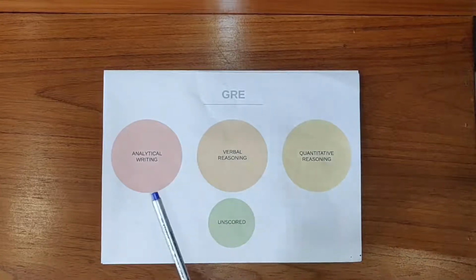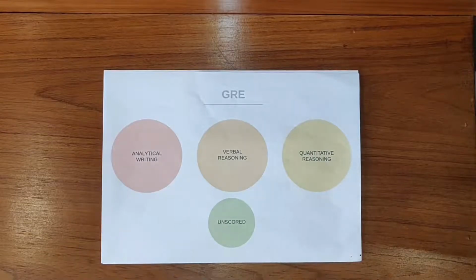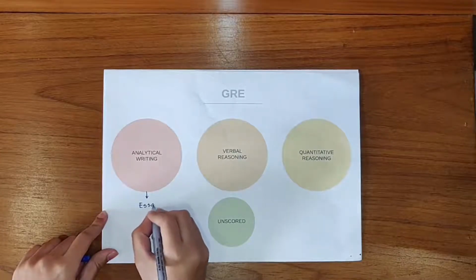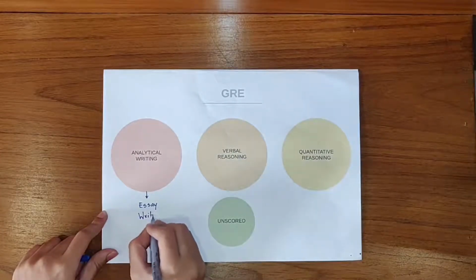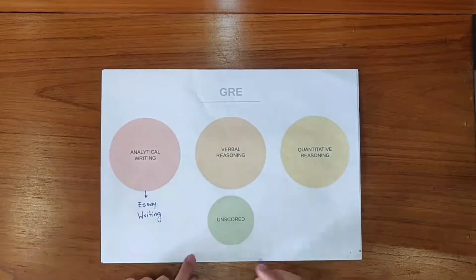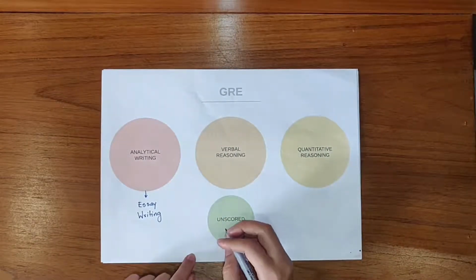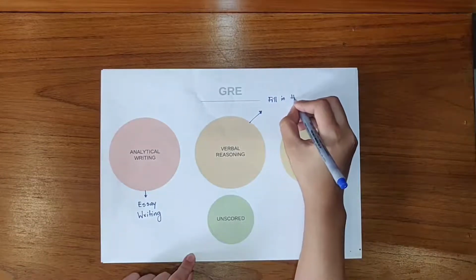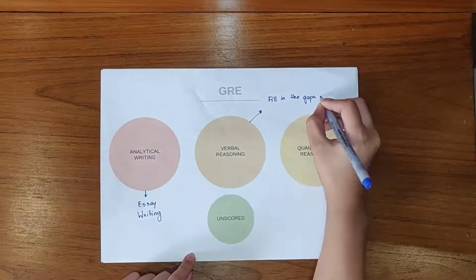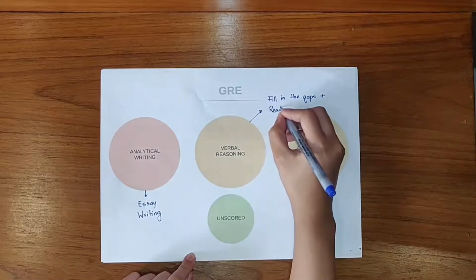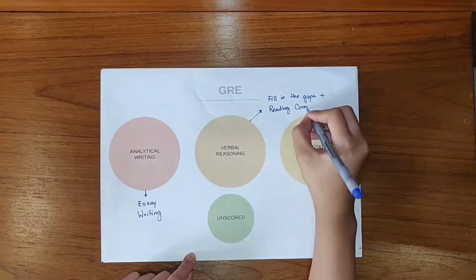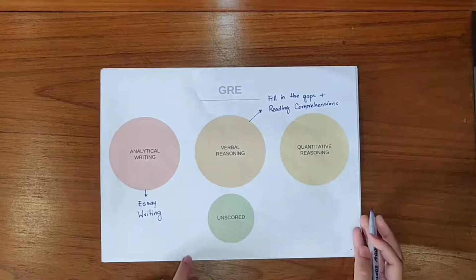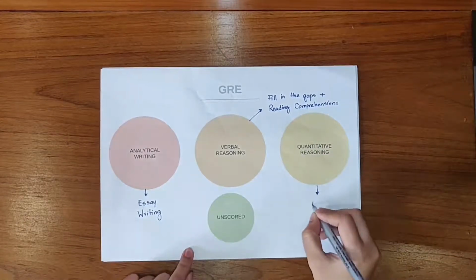Now in the analytical writing section, you'll have to write 2 essays. So this part is basically essay writing. Now next, in the verbal reasoning section, there are some fill in the gaps, plus some reading comprehensions. And finally, in the quantitative reasoning, we have math.